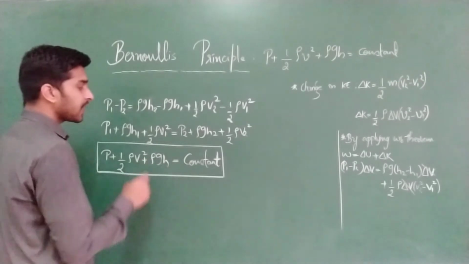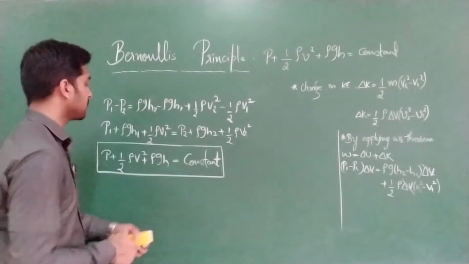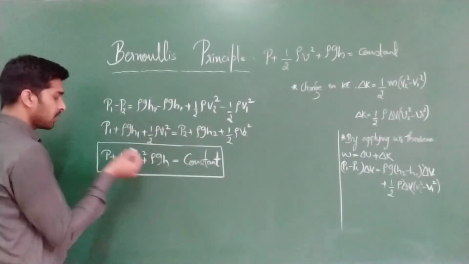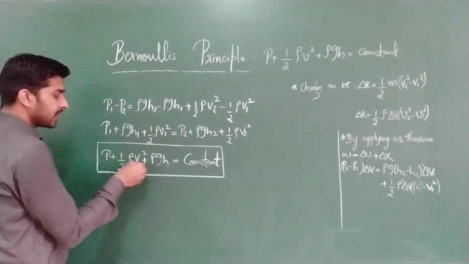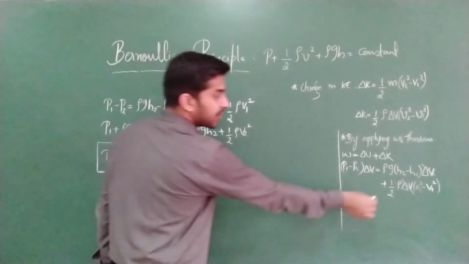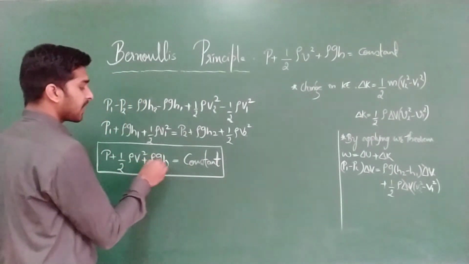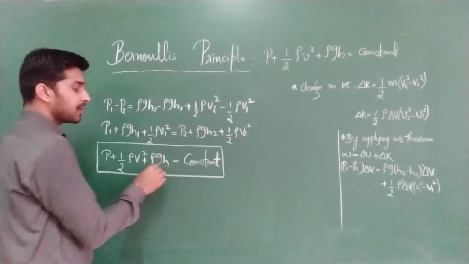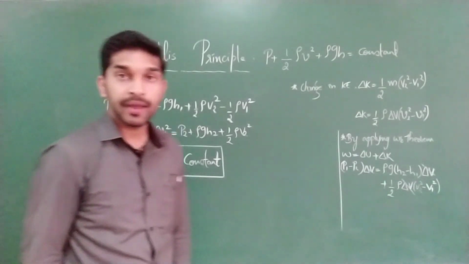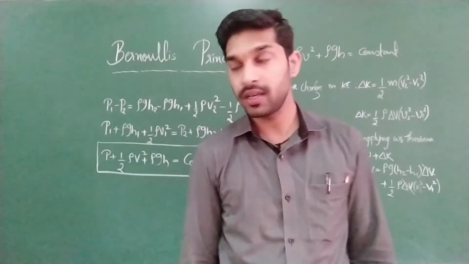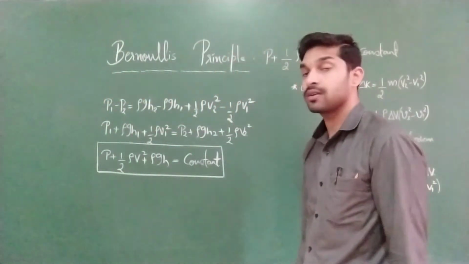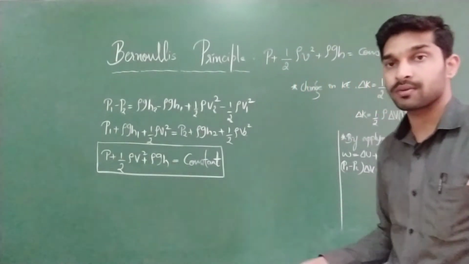So this is nothing but the expression for Bernoulli's principle. The sum of pressure, kinetic energy per unit volume (here delta will cancel), and gravitational potential energy per unit volume will remain constant. Clear? You can copy it down quickly. We'll go to the next step.